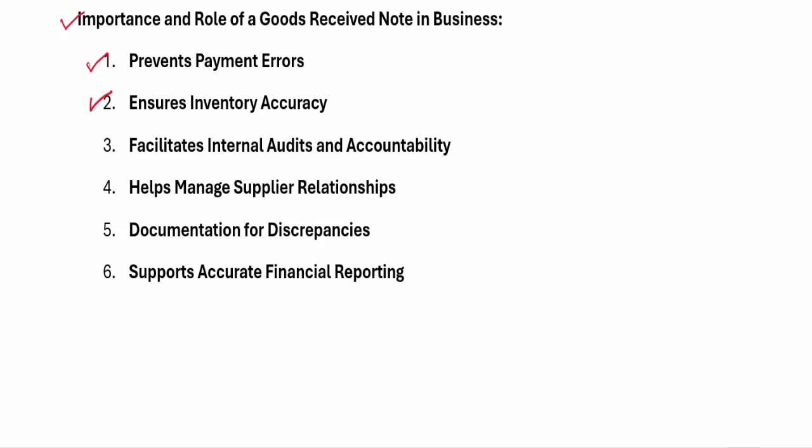2. Ensures inventory accuracy. The GRN is a crucial document for keeping inventory records up to date. When goods are added to stock, the GRN is used to adjust inventory levels, which helps prevent stockouts and overstocking.